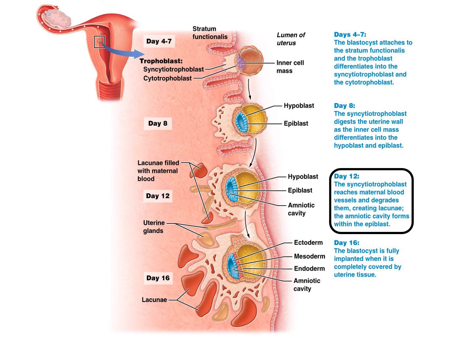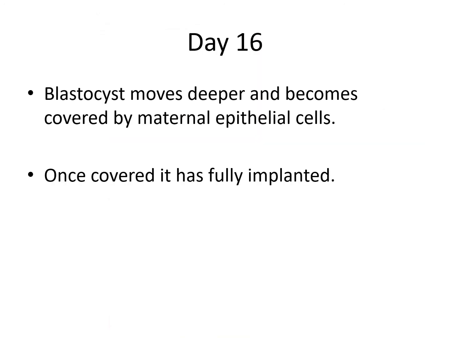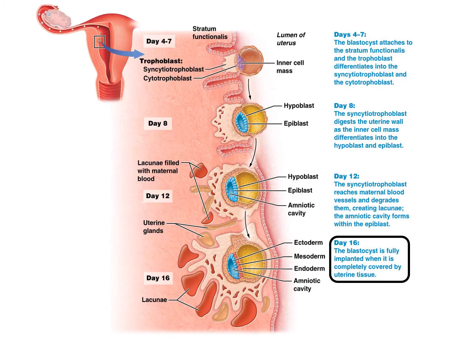Okay, so here's day 12. And you can see the amniotic cavity being formed here. By day 16, the blastocyst moves deeper and becomes covered by the maternal epithelial cells. When this occurs, the blastocyst has been fully implanted. So here, it's been completely covered now, so now it's been completely implanted by day 16.